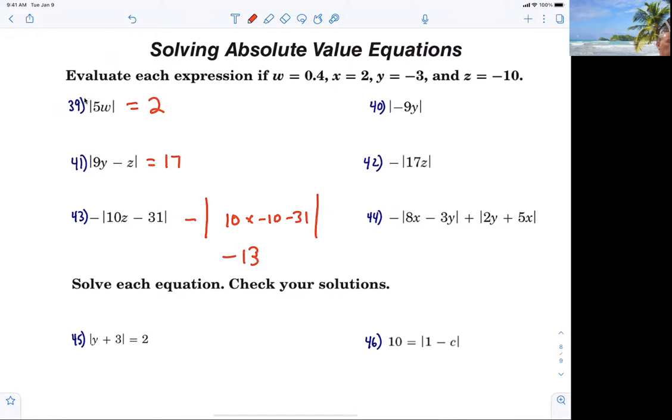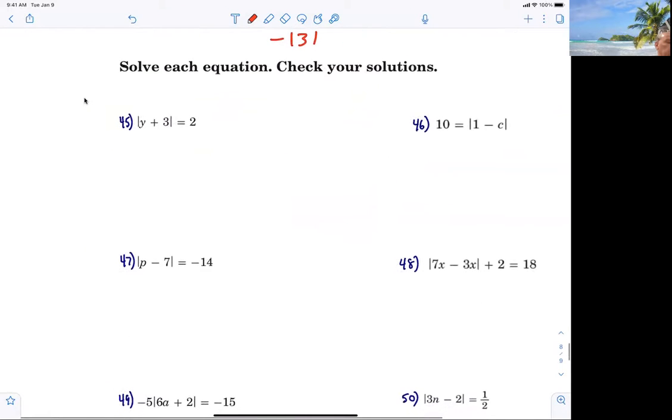Negative 131. All right, I'm happy with that. Everybody good? All right, so now let's look at 45.